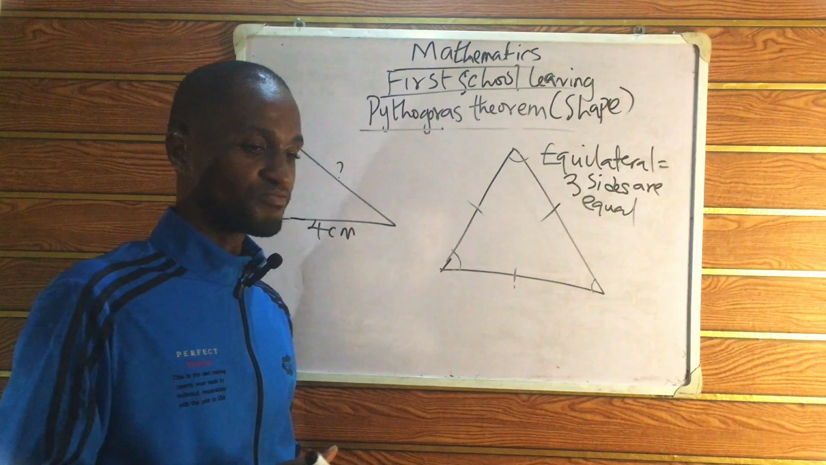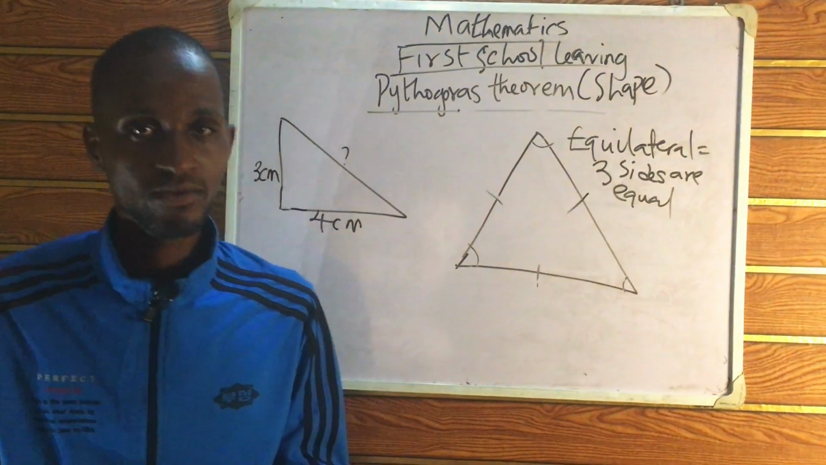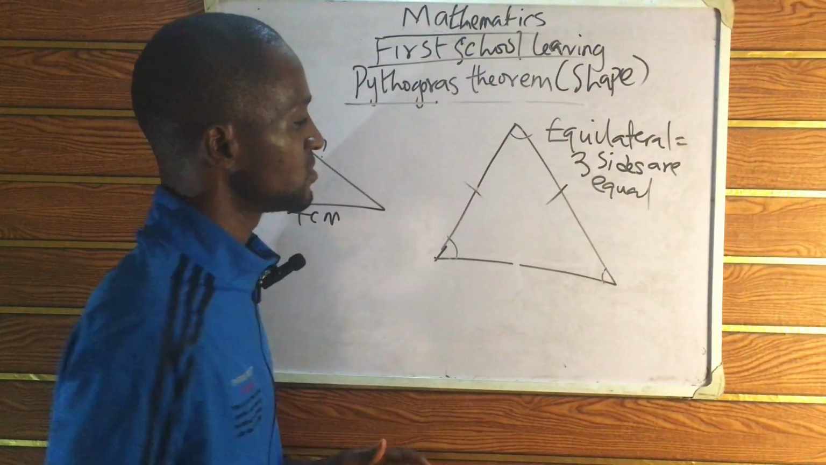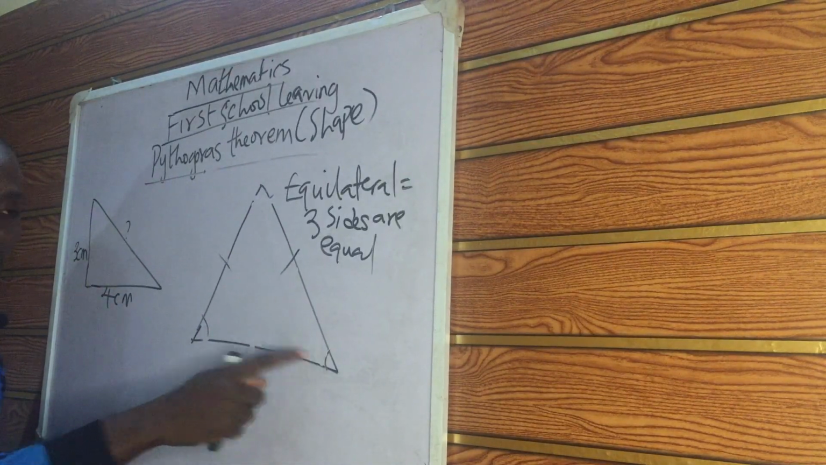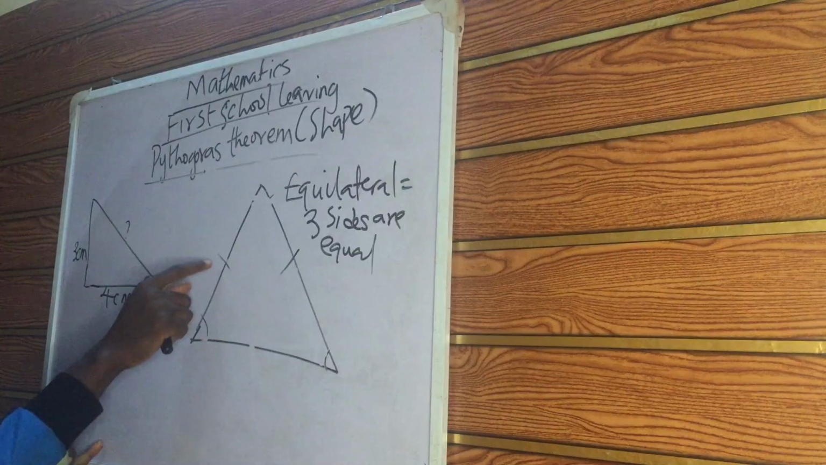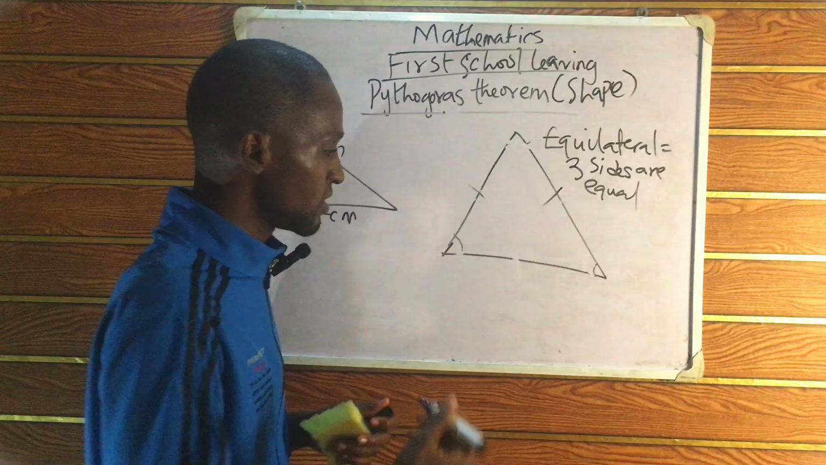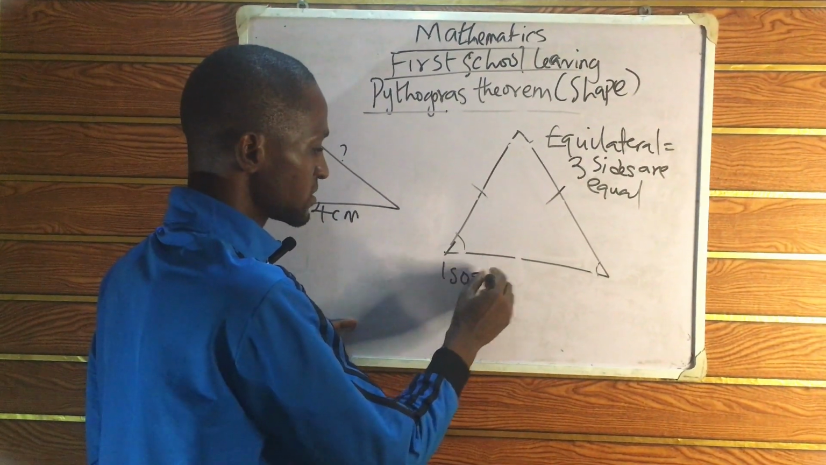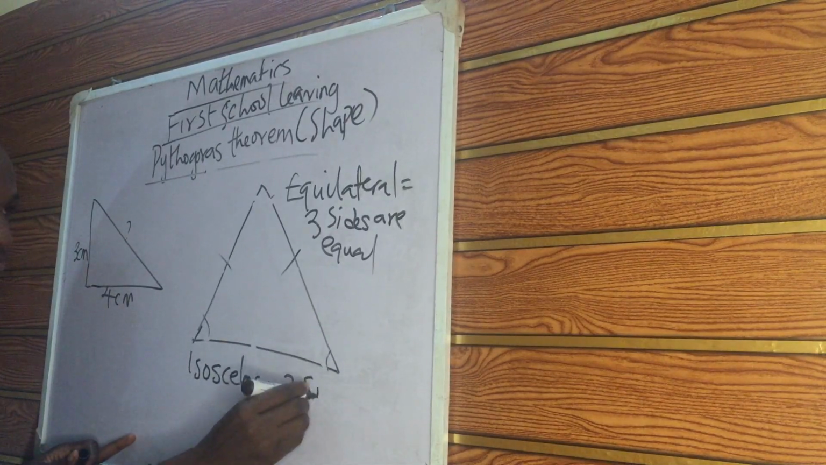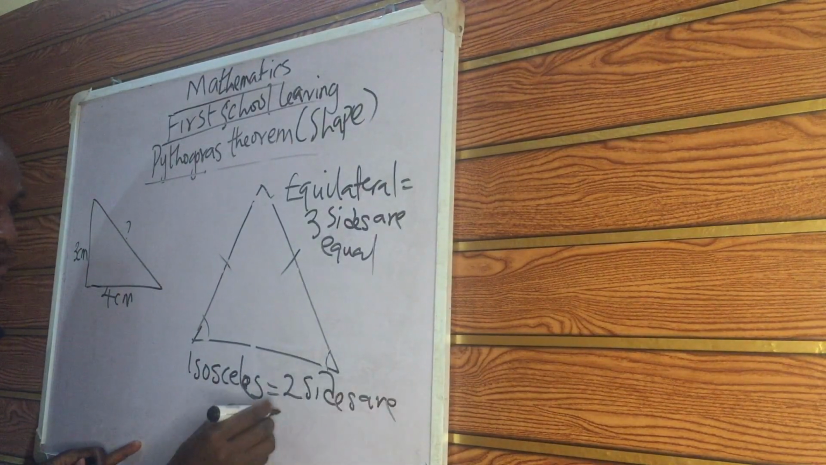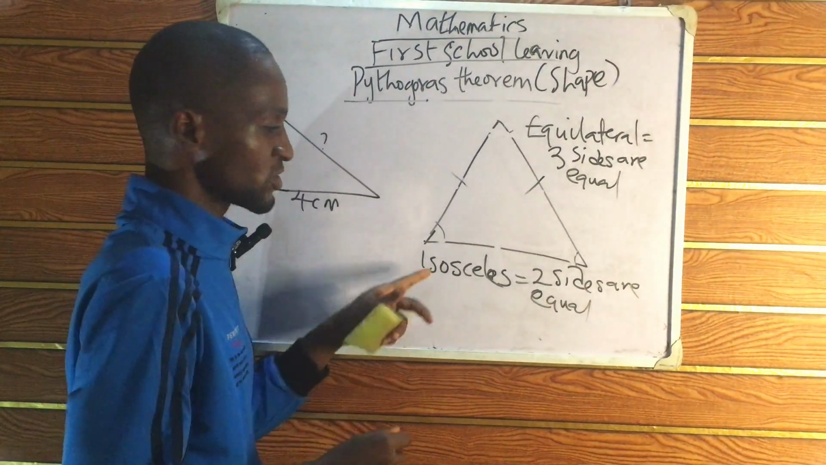Let's talk about isosceles triangle. In the isosceles triangle, only two sides are equal, which means here and here are equal, or here and here are equal. Let me say it again. Here and here are equal, or here and here are equal. Let me spell it for you to also know what it is. It's isosceles triangle. Are equal. So that's what we call isosceles triangle.